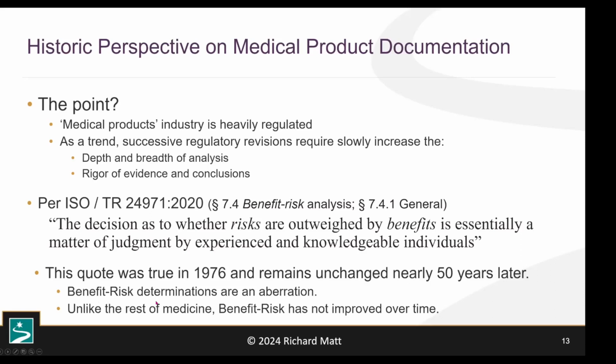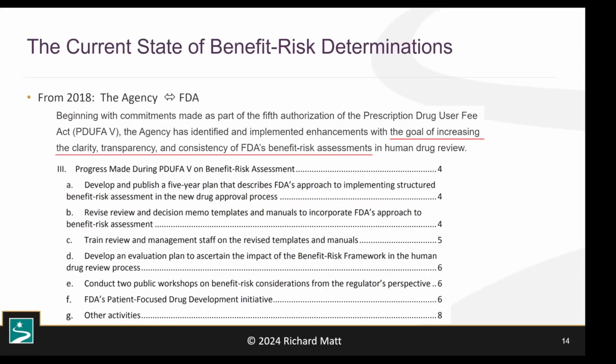Benefit risk determinations are an aberration in that, unlike the rest of medicine, they have not improved over time. They've remained a judgment by a group of individuals. In 2018, FDA was approached by Congress to set a goal for itself of increasing the clarity, transparency, and consistency of benefit risk assessments from the FDA.